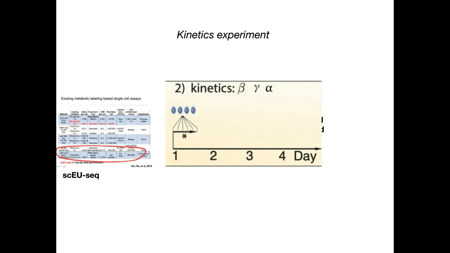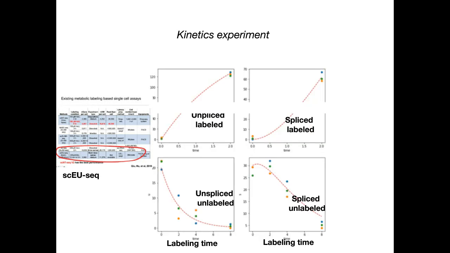Here I'm going to demonstrate using the kinetics data from the scEU-seq paper. For the kinetics experiment, we know that the unlabeled RNA will in general always decay, because for the unspliced unlabeled RNA there is no inflow, so it is always spliced into spliced unlabeled RNA. So it will always decay. For the spliced unlabeled RNA, if the degradation rate gamma is larger than the splicing rate, which is often the case, then the spliced unlabeled RNA will also decay.